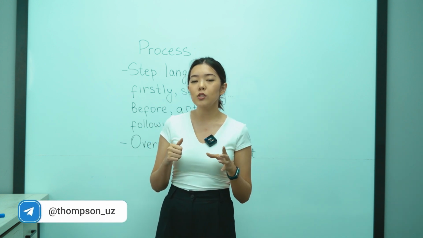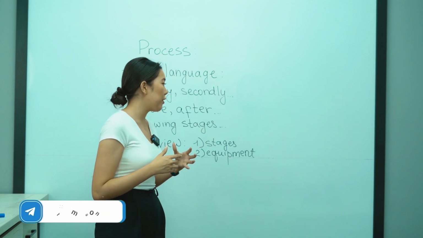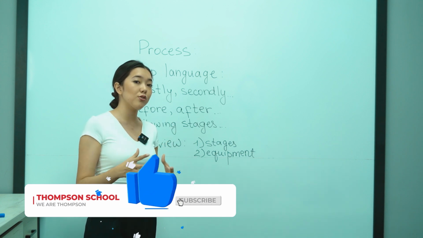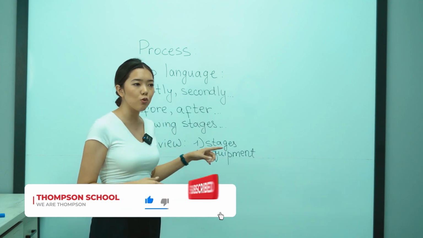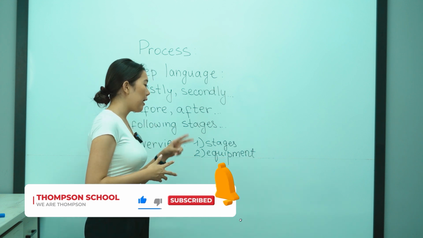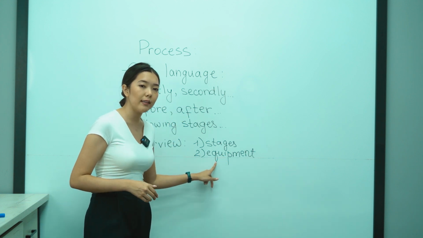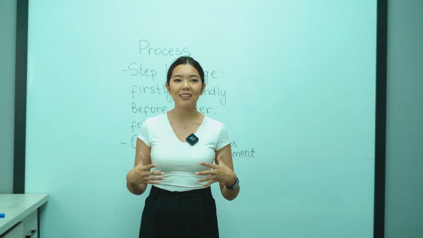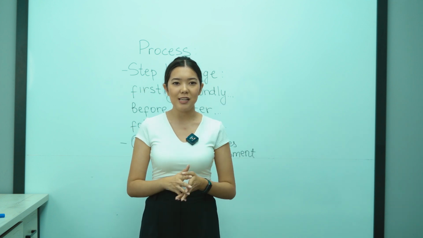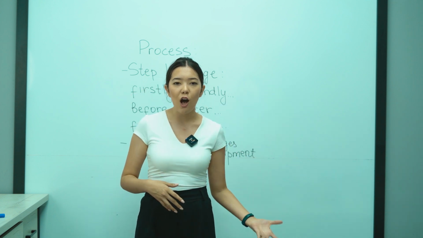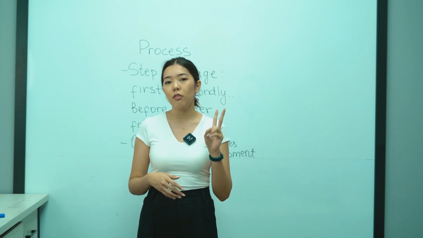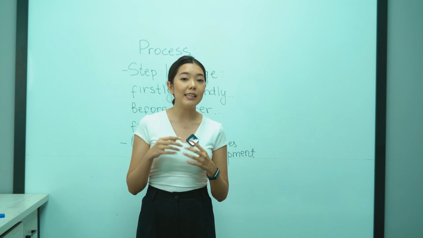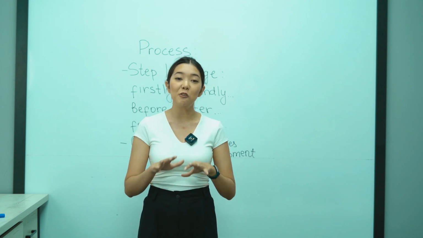But actually in process we need to know something about overview. So in overview, the most important factors are the number of stages or the sets of stages, and the second thing is equipment, because in process we cannot generally explain something that is happening in our picture, for example how to make a tea, how to make a coffee. So that's why the two most important things are here. Please write down if you are taking notes. And now let's analyze our picture.